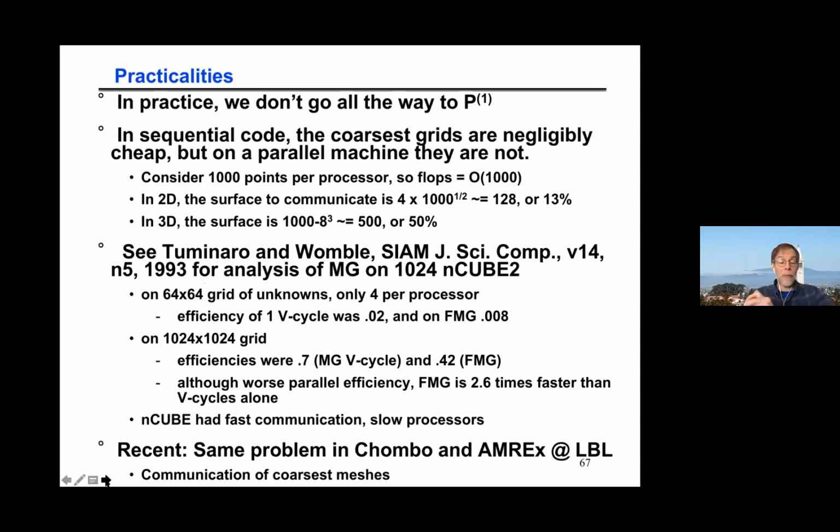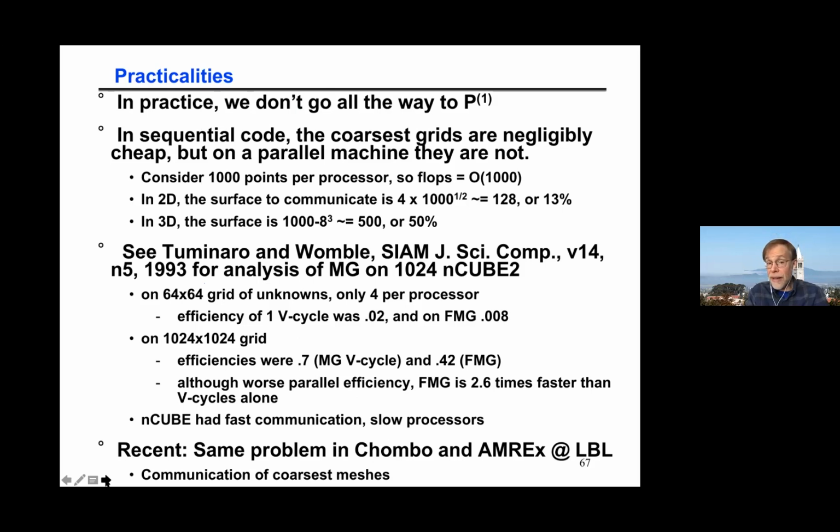And in practice, let me just go to some practice on this now. We don't go all the way down to a one-by-one problem. Typically what people do is they stop long before that, and they'll use a different solver, could use conjugate gradient or a direct method. And so that's one optimization.